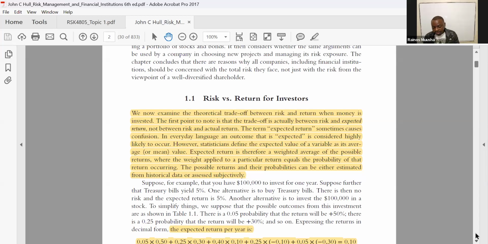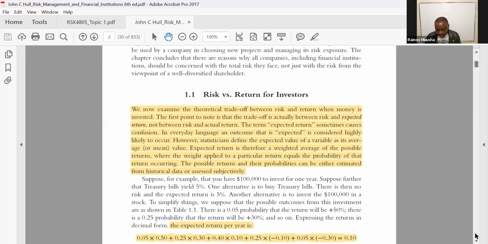In everyday language, an outcome that is expected is considered highly likely to occur. However, statisticians define the expected value of a variable as its average or mean value. So the expected return is therefore a weighted average of the possible returns, where the weight applied to a particular return equals the probability of that return occurring. The possible returns and their probabilities can be either estimated from historical data or expressed subjectively.